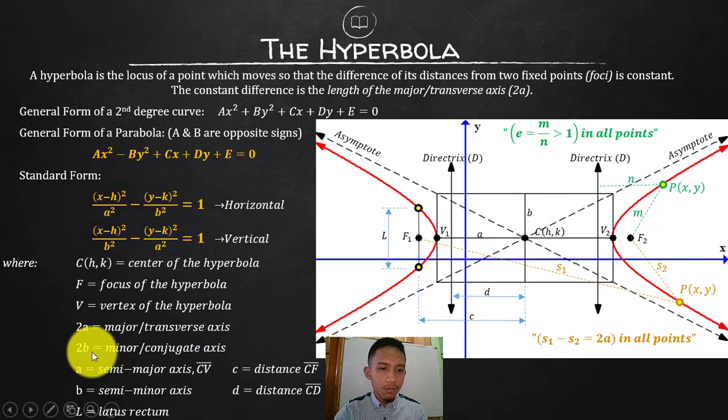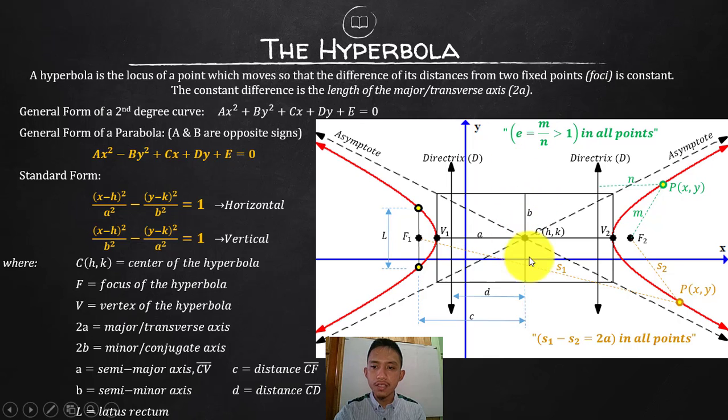Your 2b there is your minor axis, or we call that one the conjugate. Why is it conjugate? Because actually that divides your first curve from the second curve. If you try to relate it with the definition of conjugal, it is a joint of two. For example, conjugal property is a joint property of the couple. So again, that is your conjugate. It means that it is the divisor of these two curves.